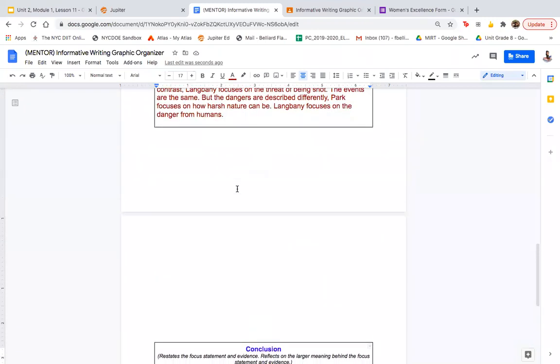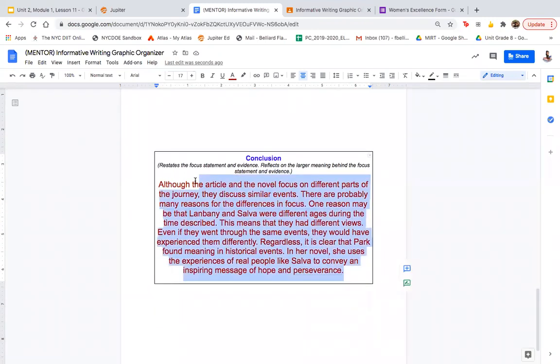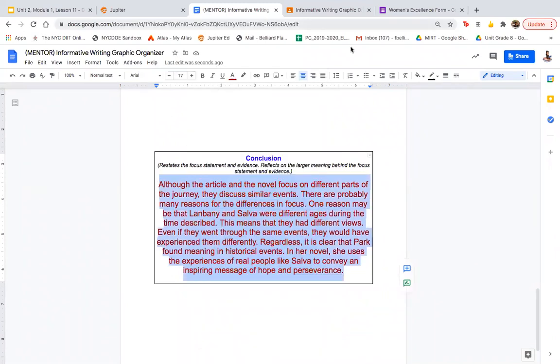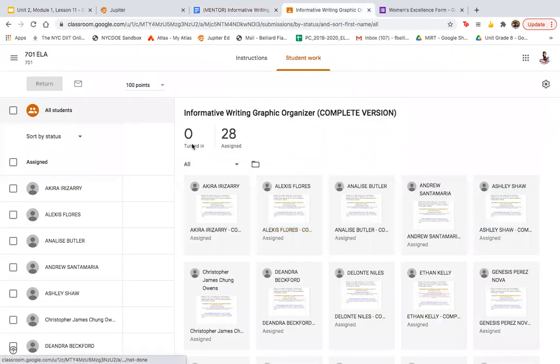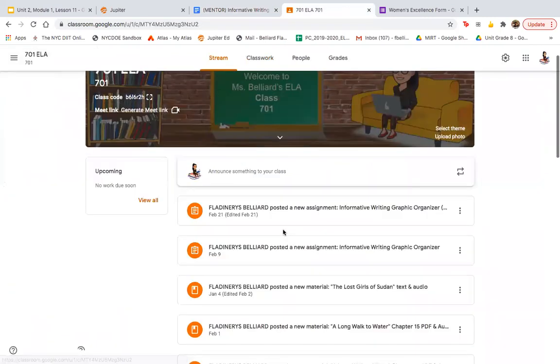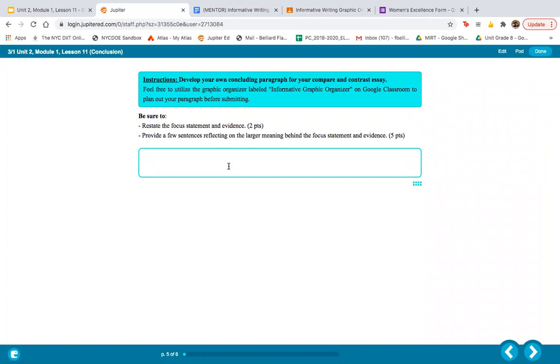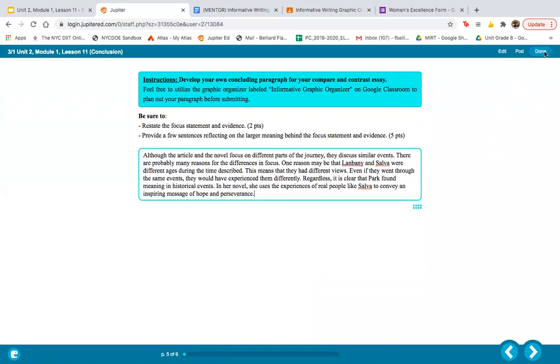So at this point, I'm going to copy what I wrote. And remember, this graphic organizer is provided to you on Google Classroom. If you sign into Google Classroom, Informative Writing Graphic Organizer, and open it up, that's where you will see it. So I'm going to take my answer and press paste onto my Juno Pod and submit it. Of course, I would press turn in.